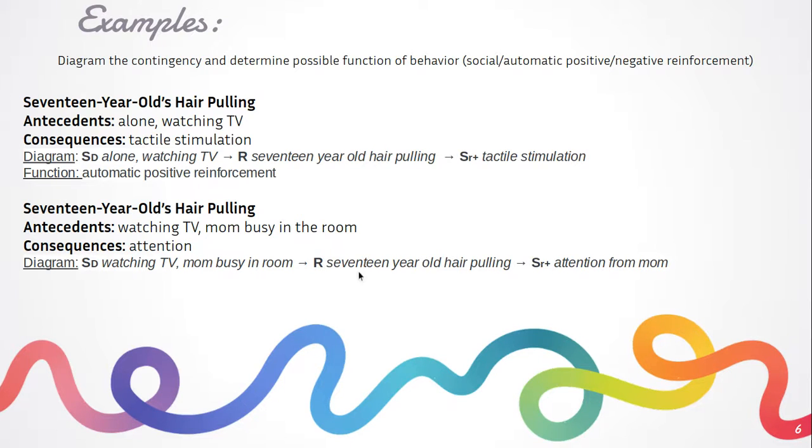The response is 17-year-old hair pulling, and it's SR plus because she's gaining that attention from mom. In this case, it would be social positive reinforcement. The positive reinforcement is because she's gaining that attention, and the social aspect is because mom has to be present for this to occur.